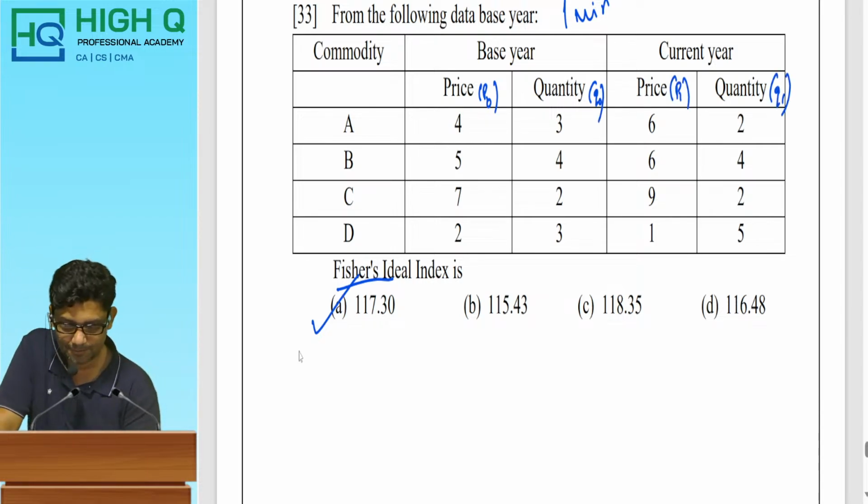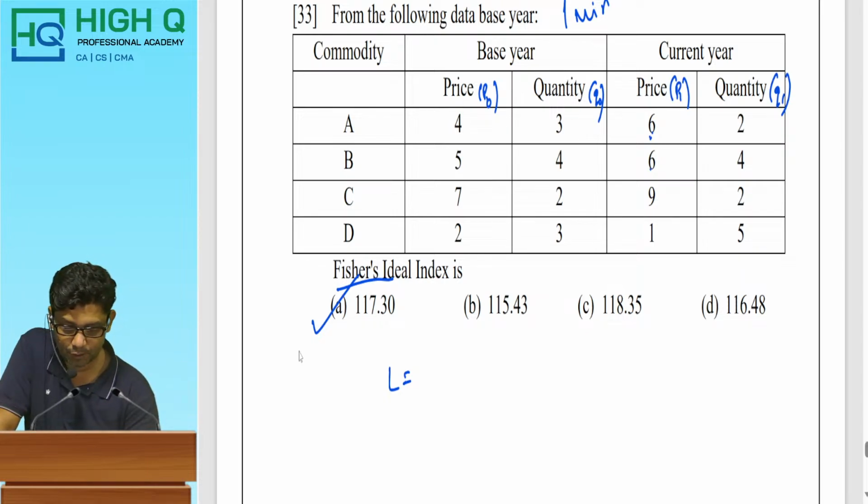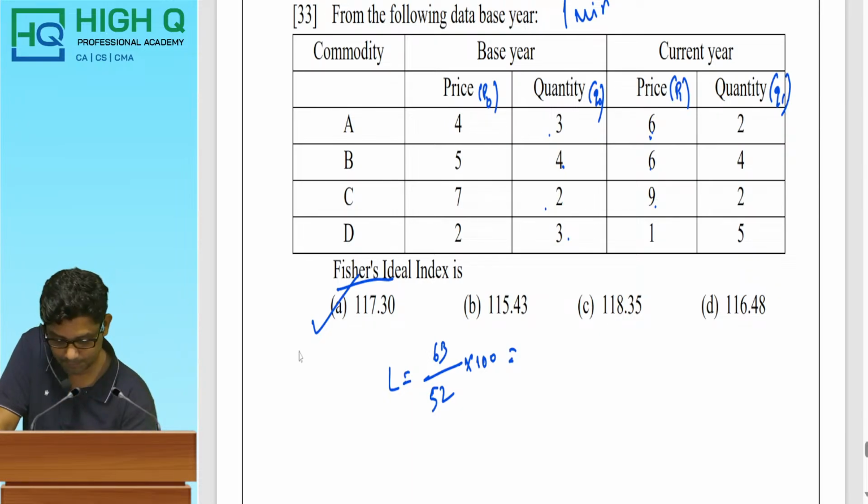Okay. Now we need to find out Fishers. For that I need to find out Laspeyres. What is Laspeyres? P1 into Q naught. 18 plus 24 is 42. 42 plus 18, 60, 63. Divided by P naught, Q naught. 4 threes are 12, 20, 32, 36, 46, 52. Into 100. What exactly did you get? 63 by 52 into 100. Tell me what is it?